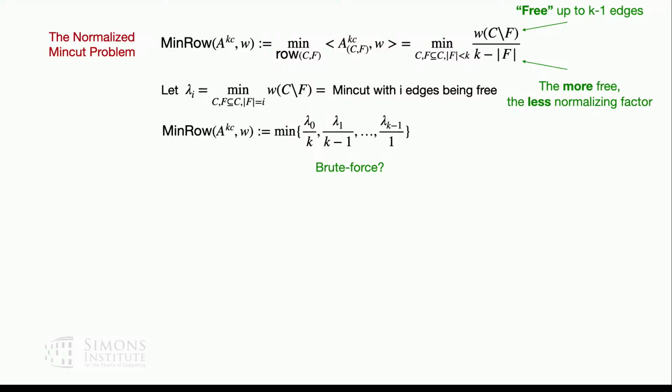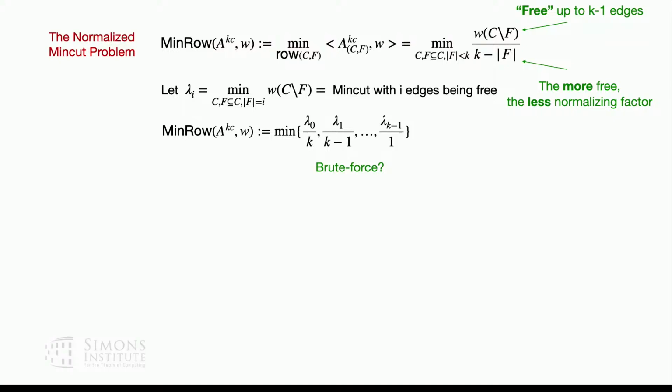And in other words, you can also rewrite this expression in the following way. I define lambda_i to be the min cut with i edges being removed. So you can remove i edges, and this is lambda_i. I call this the i-free min cut, okay? Now you can also rewrite the min row problem as the minimum between lambda_i over k minus i. So basically, it's a minimum between the normal min cut normalized by k, or you ignore one edge but you normalize less, up to k minus 1.